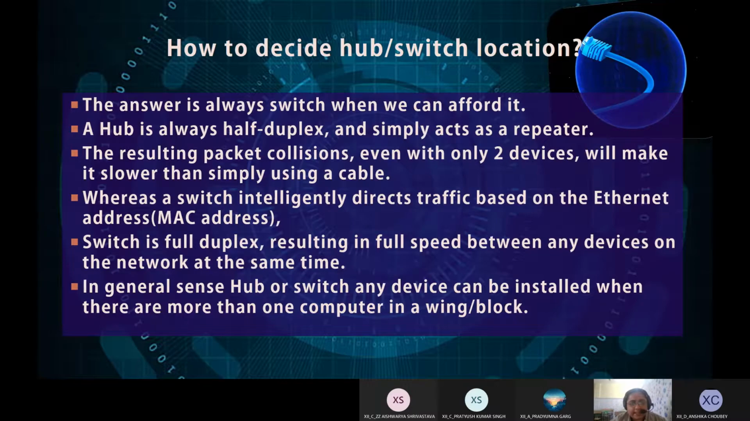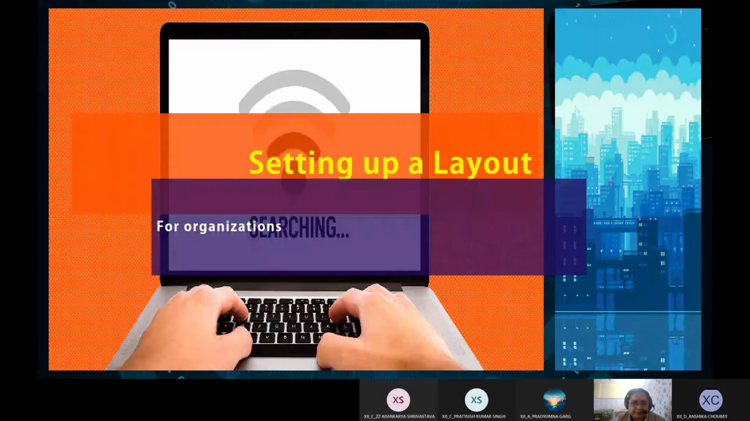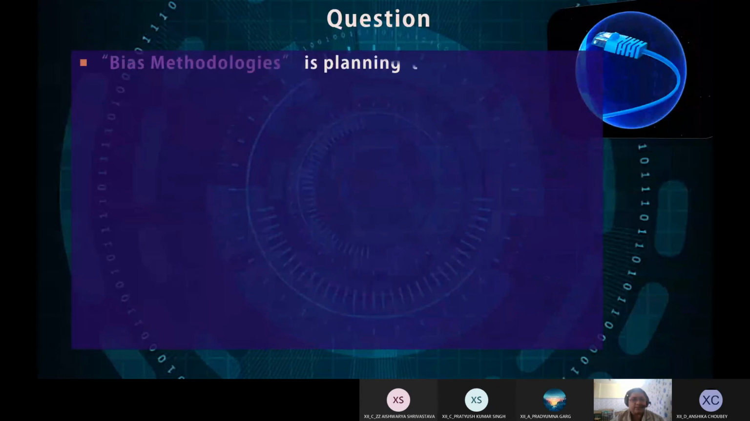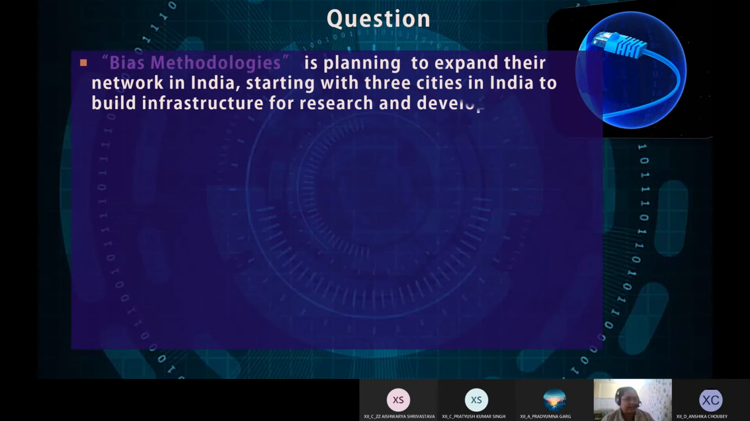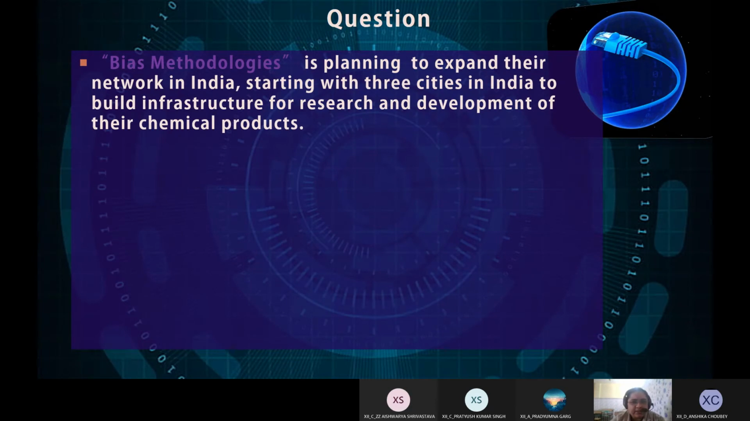Now we'll start with setting up a layout. Now question. First question. Bias Methodologies is planning to expand their network in India, starting with 3 cities in India to build infrastructure for research and development of their chemical products. So this is a case study question. Bias Methodology is a fictional company, an MNC, which is planning to start its network in India, and they are basically involved with research and development of chemicals.